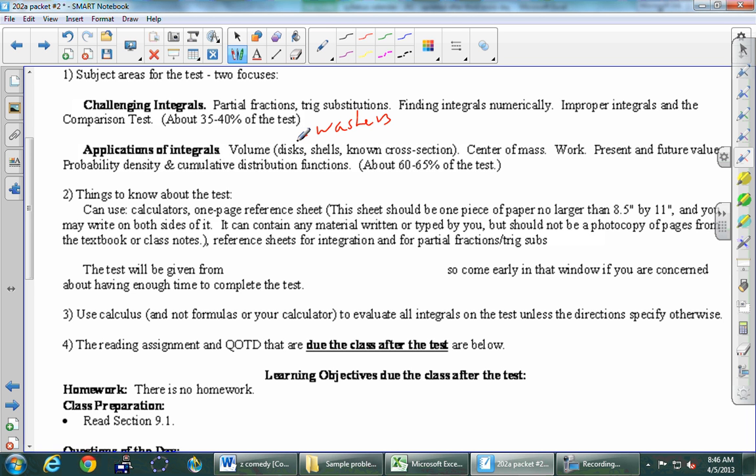Like the egg, the chocolate egg one was a cross-sectional area one. So they're not all rotational. And then more applications, we talked about center of mass, we talked about work, present and future value, and then some probability stuff.